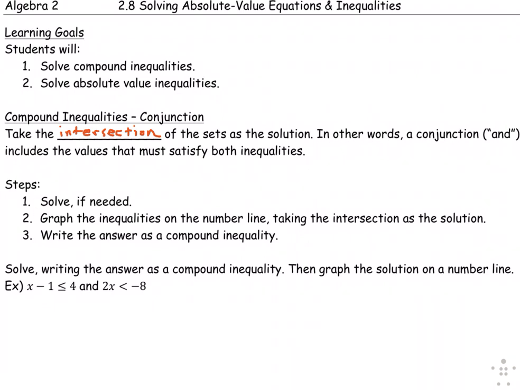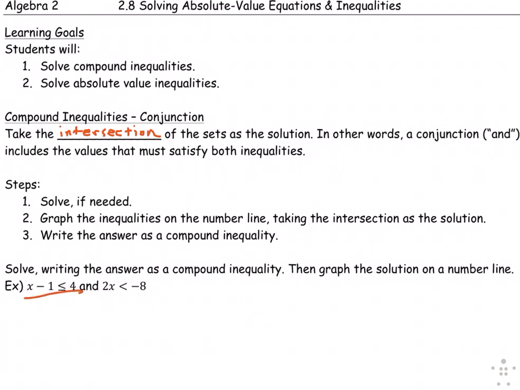So here are the three steps. You solve if needed, graph the inequalities on the number line, and wherever they overlap, that is the solution. And don't forget to write the answer as a compound inequality. In the first problem, we're going to solve, writing the answer as a compound inequality, and then we'll graph the solution on the number line.